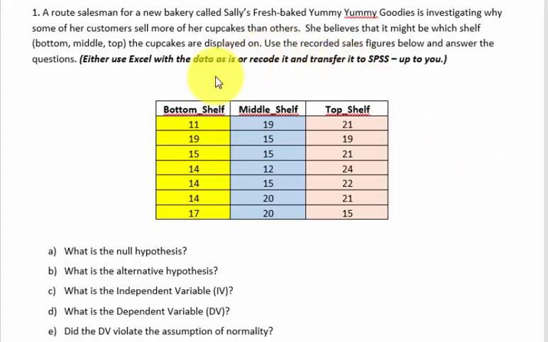So we got 3 different shelves. We got the bottom shelf, middle shelf, and top shelf. And she collected this data from 7 different stores. She wants to see if there's a significant difference between the number of cupcakes sold depending on the shelf. So the null hypothesis is there's no significant difference between the means.